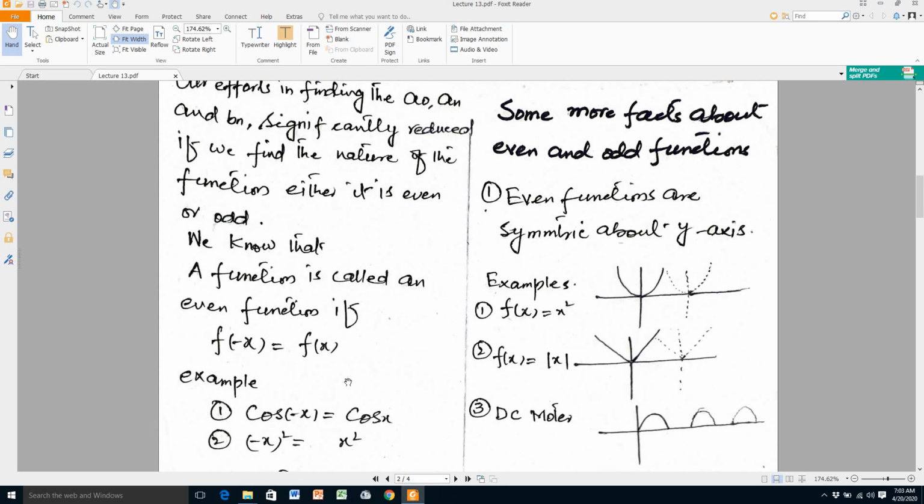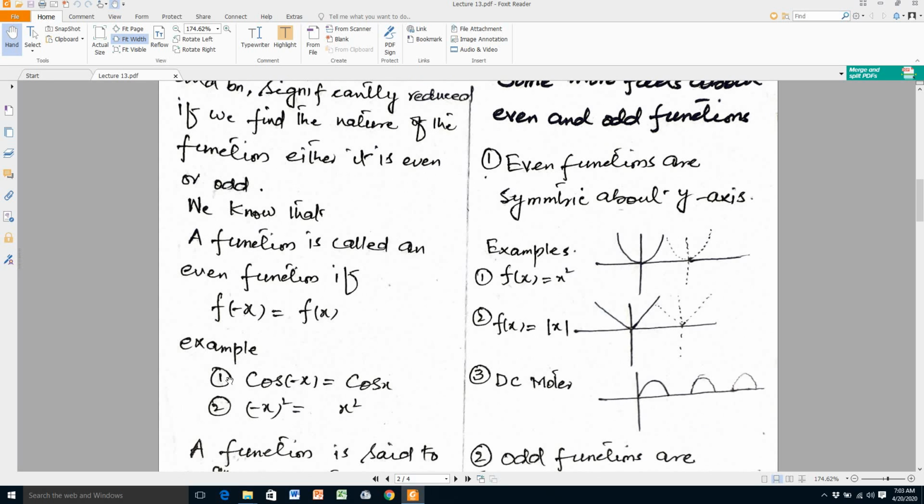In this way our examples are, example number 1, cos minus x is equal to cos x. And you know that if there is a negative sign in the angle of cosine, then it becomes positive. In this way, even function: minus x whole squared is equal to x square.